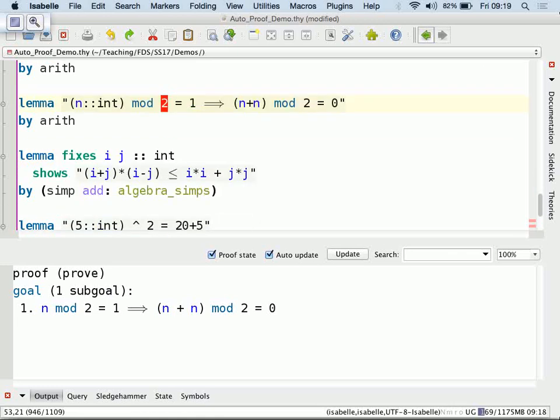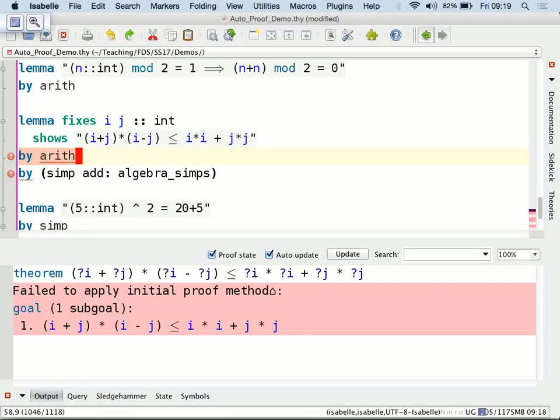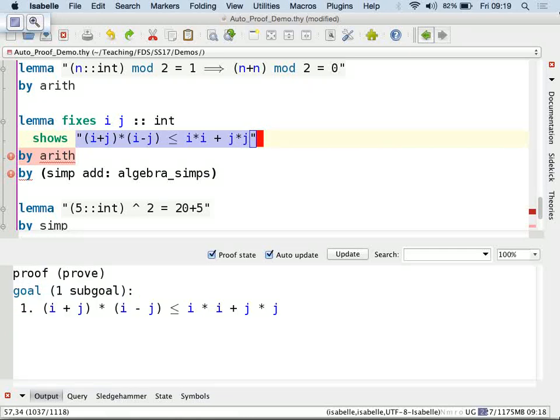And finally, here's an example of something where if you tried arith, for example, you could say by arith here, it will fail. Why? Because if you look at the formula, it's a nonlinear formula. (i plus j) times (i minus j) is the same as i times i plus j times j. In fact, it's a less than or equal. Sorry, yes, it's a less than or equal.